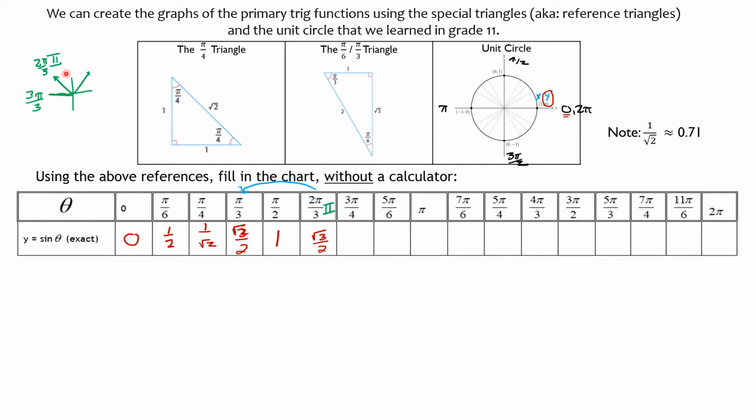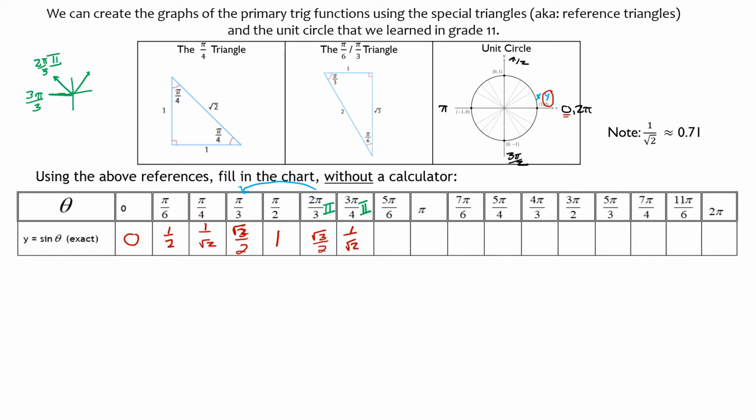Quadrant 2, is sine positive or negative? It's positive. So sine of 2 pi over 3 is going to be root 3 over 2, positive. 3 pi over 4 is also in quadrant 2. So you're thinking, ignore this 3 for a minute. You're looking at pi over 4. We already know sine of pi over 4 is 1 over root 2, and sine in quadrant 2 is positive, so I'm not going to change that to a negative.